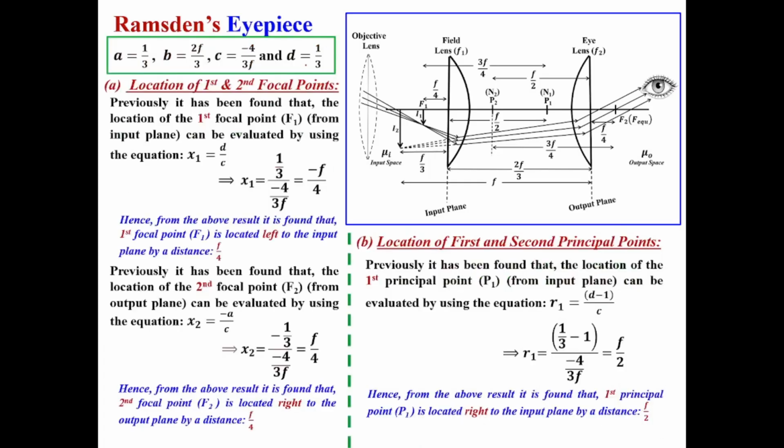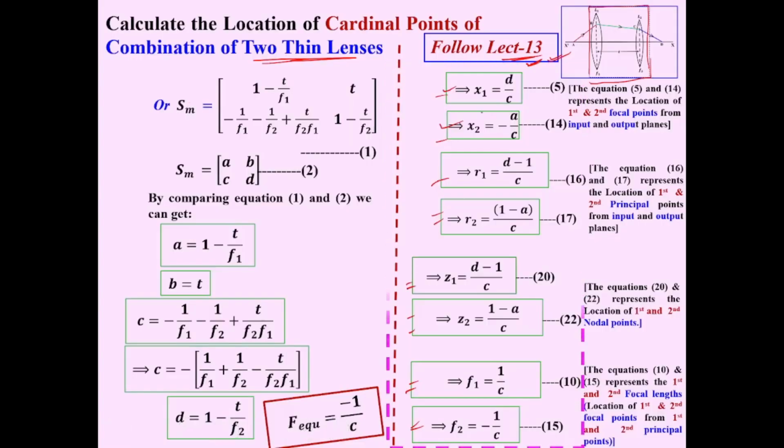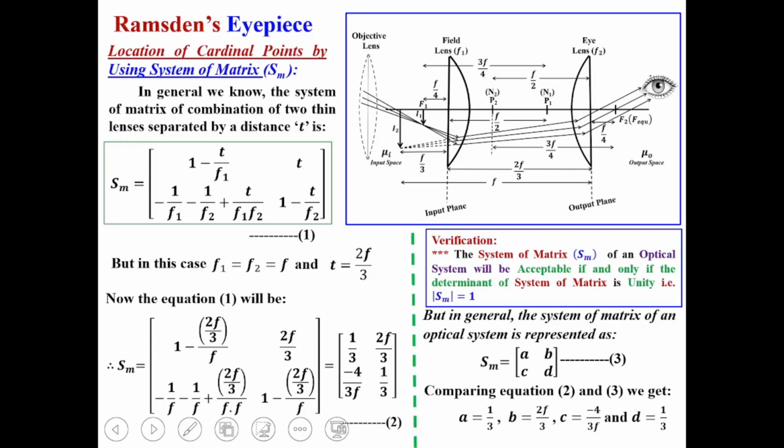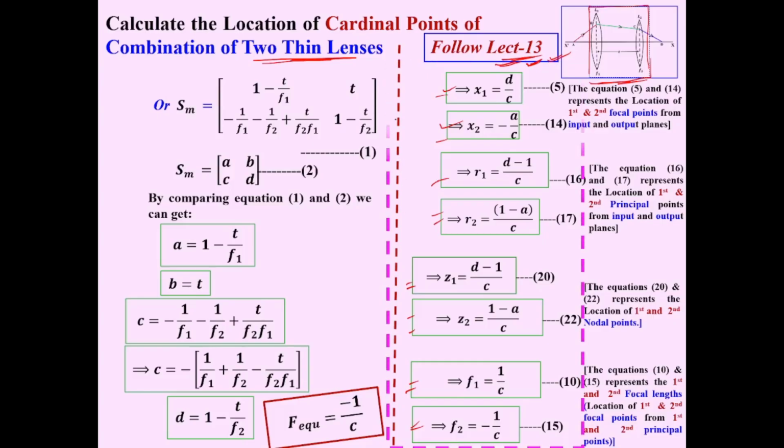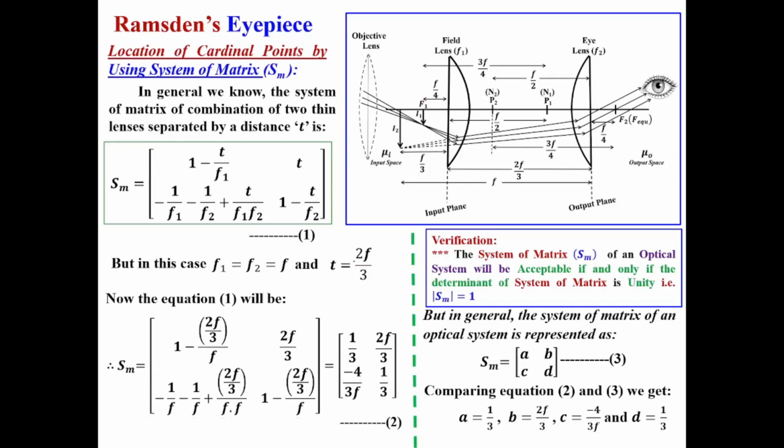The same values I have written over here in this slide. First we have to evaluate the location of the first and second focal points. Previously it was found, I say previously because in that lecture we evaluated the cardinal points by considering two thin lenses separated by a distance. In our case also, there are two thin lenses separated by a distance. So these equations we are going to use directly to evaluate the cardinal points of the Ramsden eyepiece.